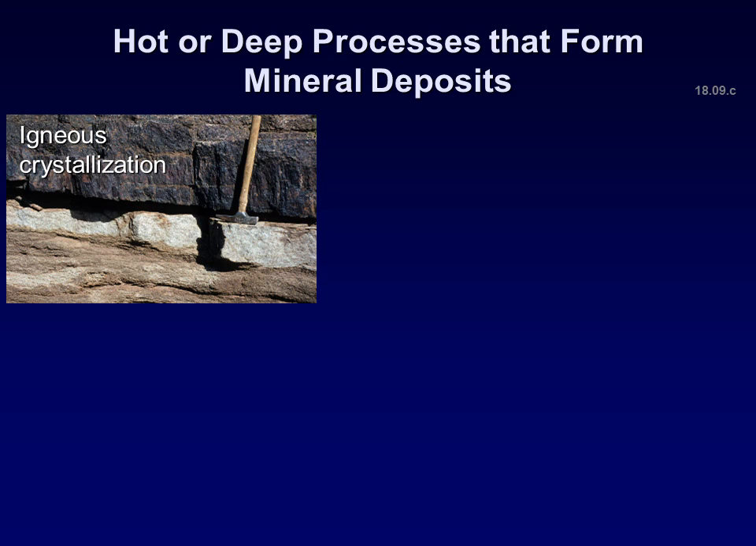Alright, now we're getting into the processes that form these mineral deposits. So hot or deep processes that form mineral deposits. The first one is igneous crystallization. This is when a magma chamber is cooling and it can concentrate minerals by crystals settling out of the magma chamber. Igneous crystallization can concentrate minerals by crystal settling.